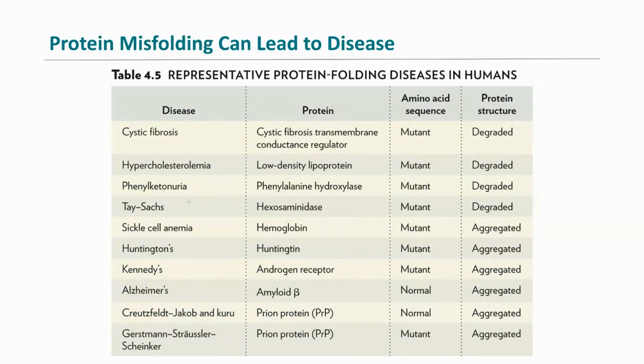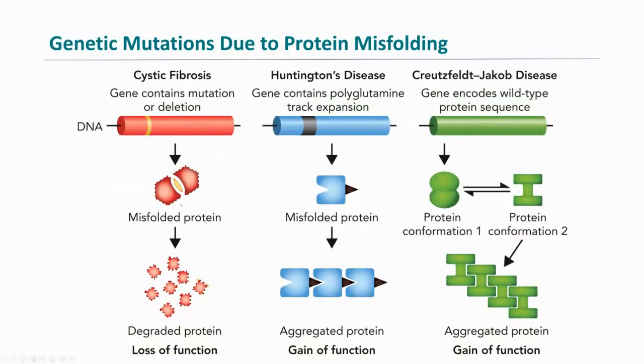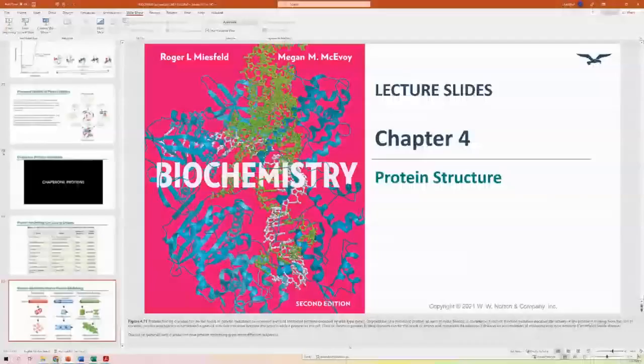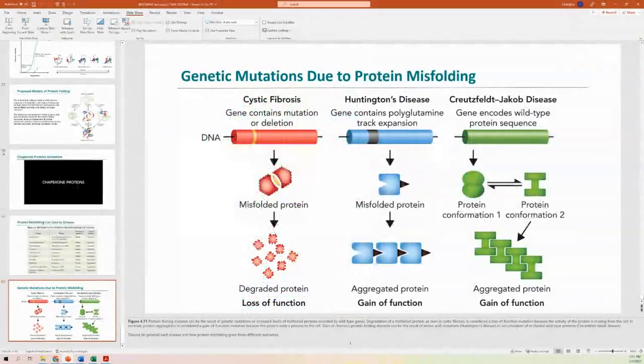So protein misfolding can lead to disease. For example, cystic fibrosis: in the transmembrane protein there's a mutation, so you get misfolded protein, then degraded protein that loses function. In Huntington disease, you have polyglutamine tract expansion. If the protein is misfolded, you have aggregated protein, so it cannot function. So basically that's chapter 4.